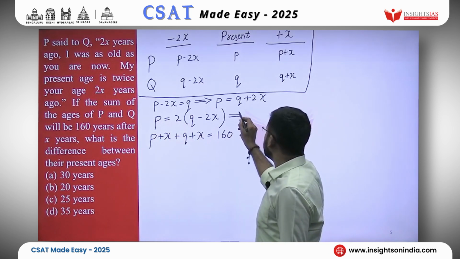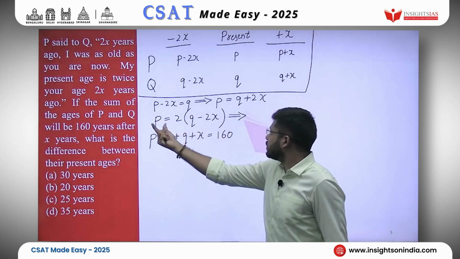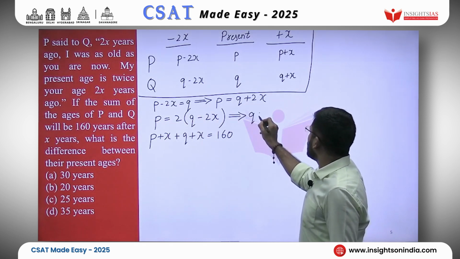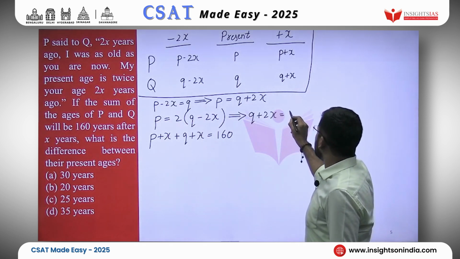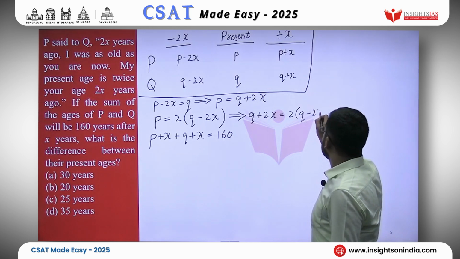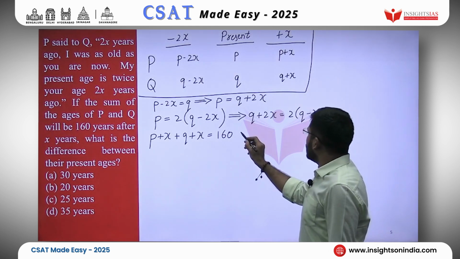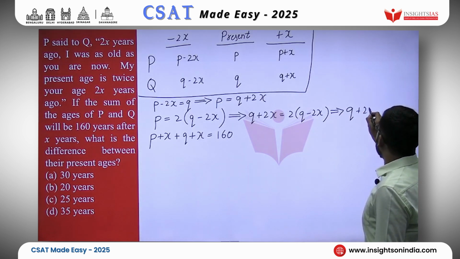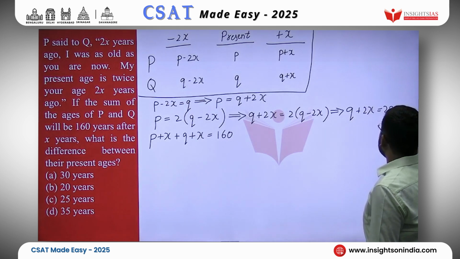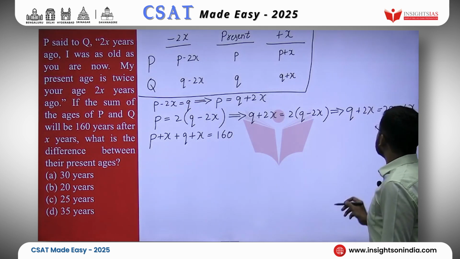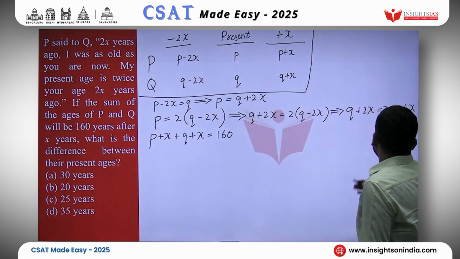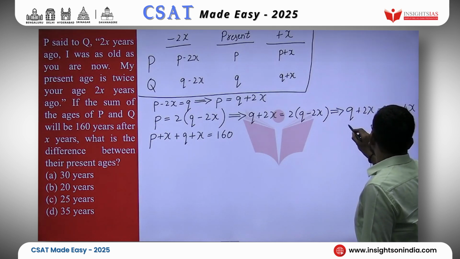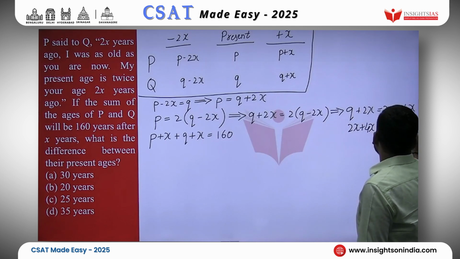So what will this equation become? In terms of P, I will write Q plus 2x. Q plus 2x is equal to 2 into Q minus 2x, and we shall go on solving here itself. So this would be Q plus 2x is equal to 2Q minus 4x, and we shall take x's and Q's one side. So this will be 2x plus 4x is equal to 2Q minus Q. 6x is equal to Q.